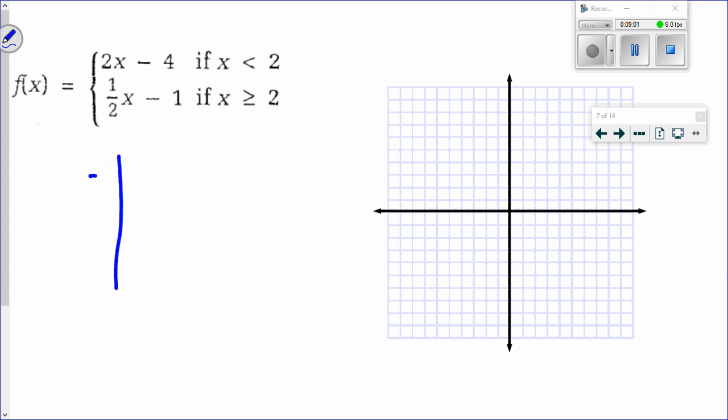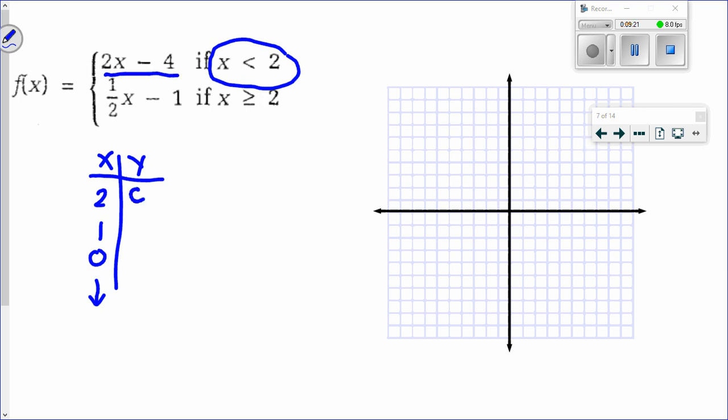So here I am going over this now. You should have already tried it. If you did not, pause me now. So x is less than 2. So I'm going to do 2, 1, 0. And then I plug in 2 to this equation. So 2 times 2 is 4, minus 4 is 0. 1 times 2 is 2, minus 4 is negative 2. 0 minus 4 is negative 4. Oh, and I forgot, that should have an open circle. So I should have one at 2, 0, 1, negative 2, 0, negative 4.